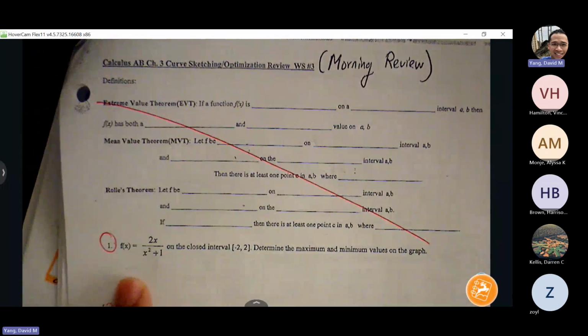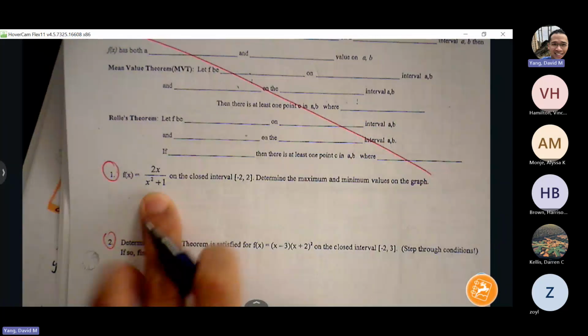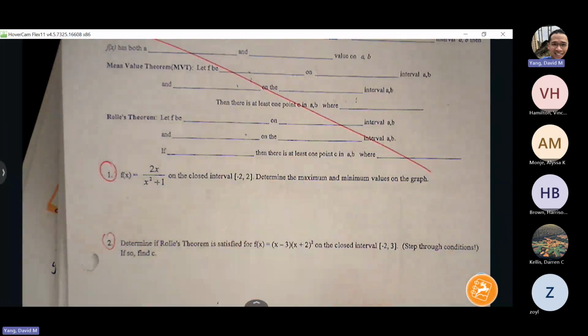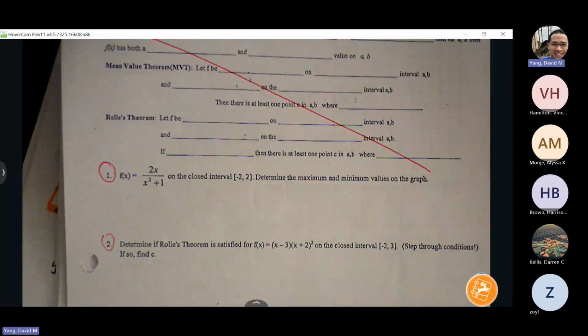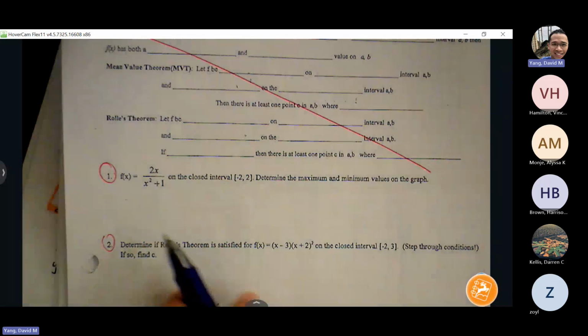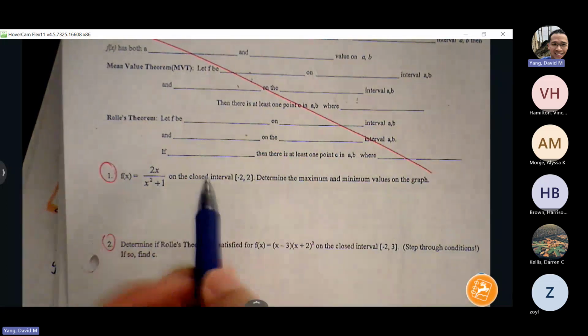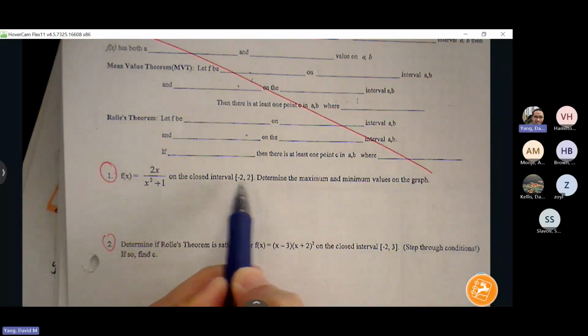So morning review, page 21. Number 1, it says we have 2x over x squared plus 1 on the closed interval. Determine max and min values. This is extreme value theorem. So extreme value theorem says I can find the max and min values if I test endpoints and critical points.